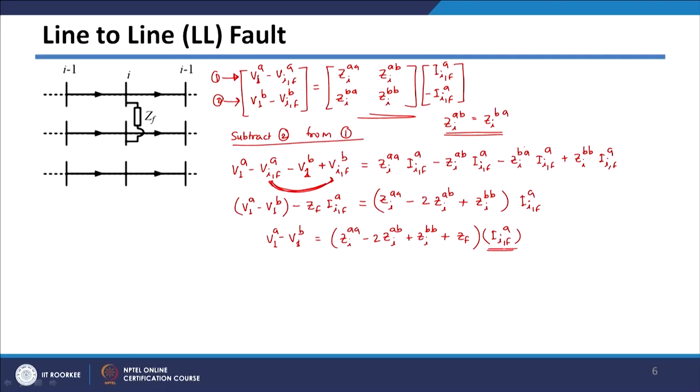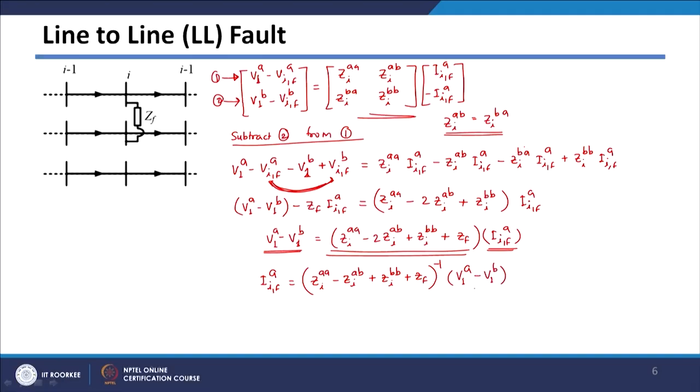calculating this one. So, we can easily write fault current in A phase will be equal to inverse of this multiplied by this current voltage vector here. So, it will be ZIA minus ZIAB plus ZIBB plus your ZF, and you need to take inverse of it multiplied by your voltage of A phase and voltage of B phase at first bus.